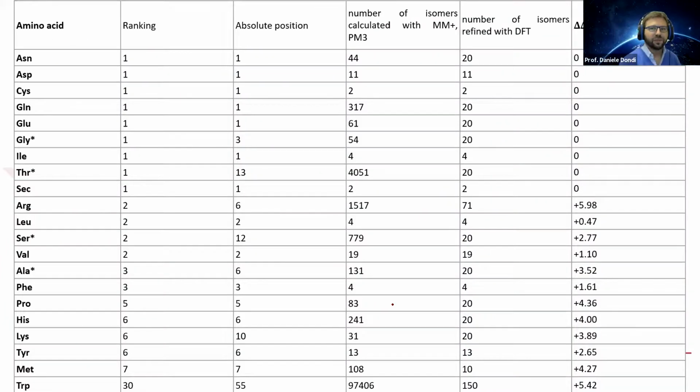So we repeated this for all the other amino acids, and surprisingly, they were amongst the most stable. And if not, they stay at maybe a maximum of 6 kcal/mol more than the most stable. So not so much different. I will show you the case of tryptophan. So tryptophan is an aromatic compound.